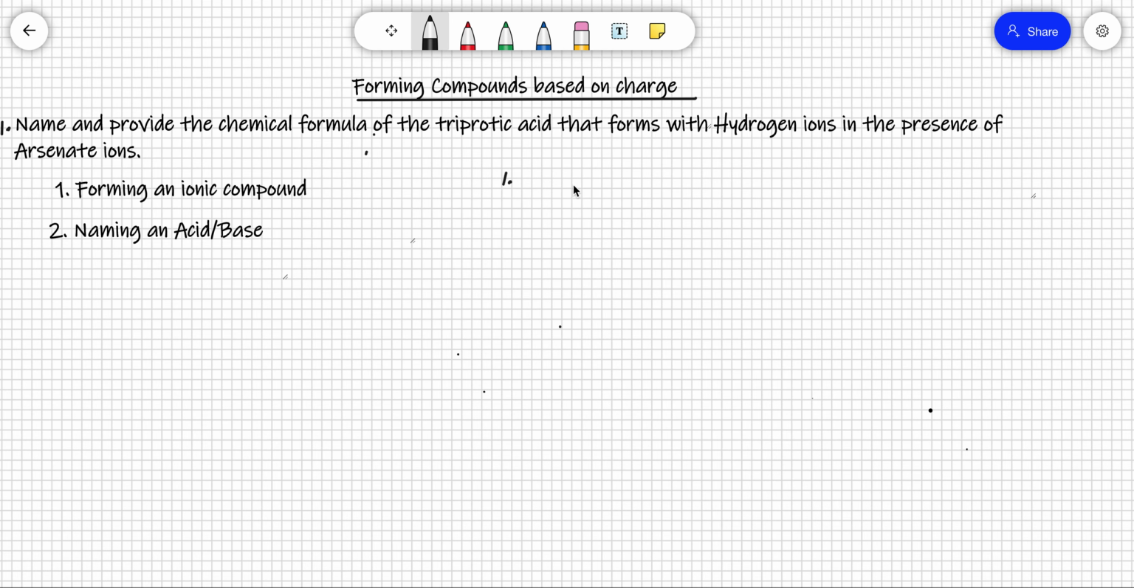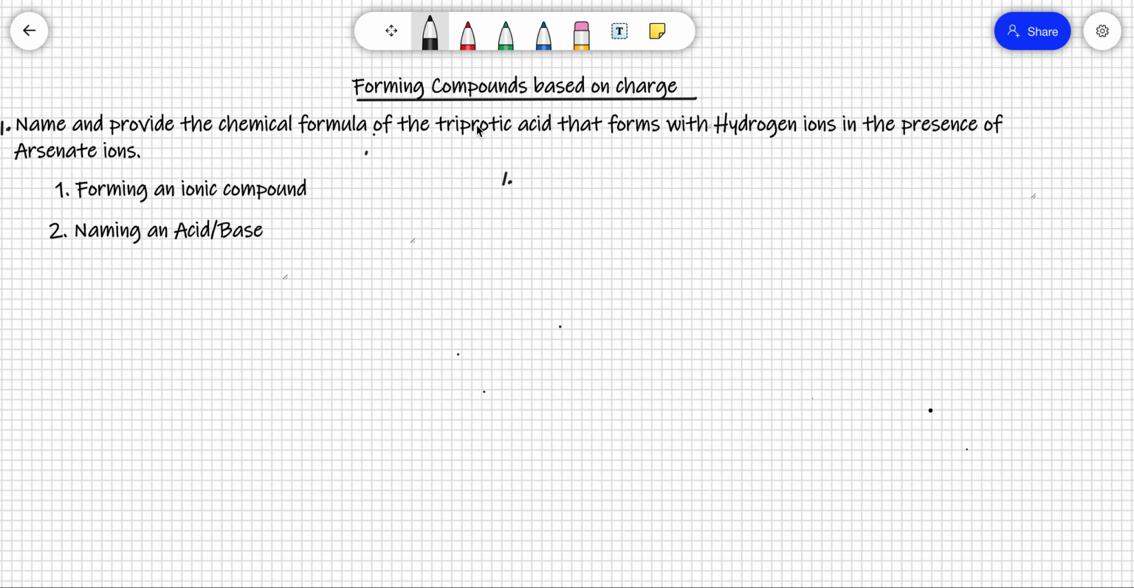So here's the same problem that we did the other day. I got my new pad, so I'm going to try and make this really short video for you. All right. It says, name and provide the chemical formula of the triprotic acid that forms with hydrogen ions in the presence of arsenate ions. Okay, so there's a couple of things going on here, guys, that we need to make sure that we're getting.